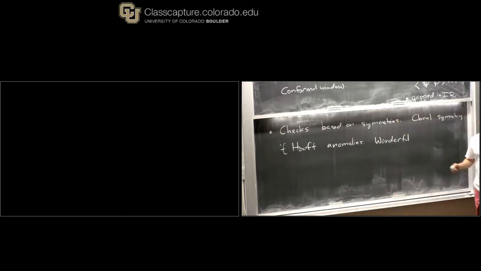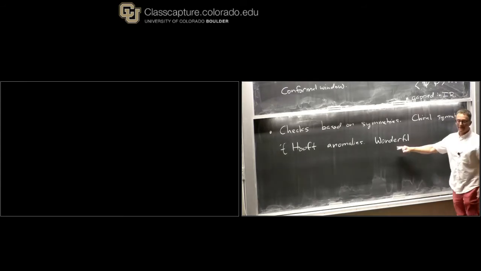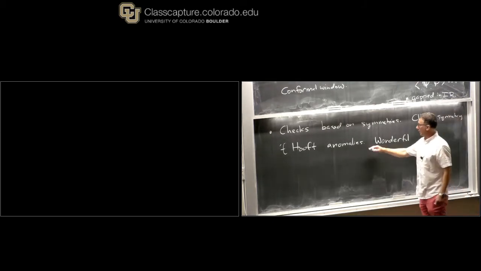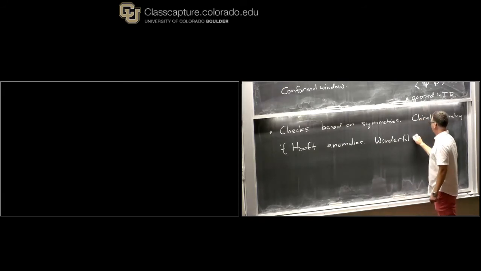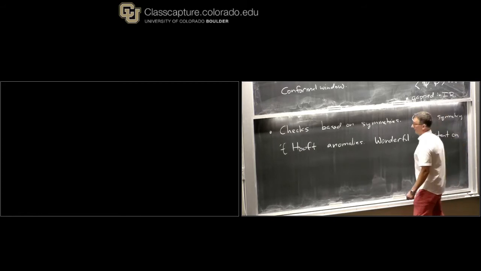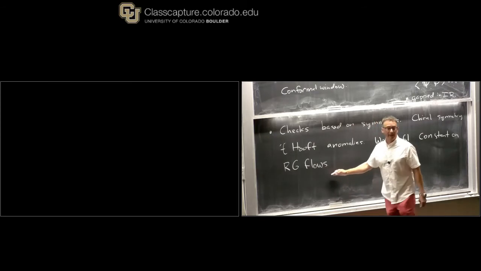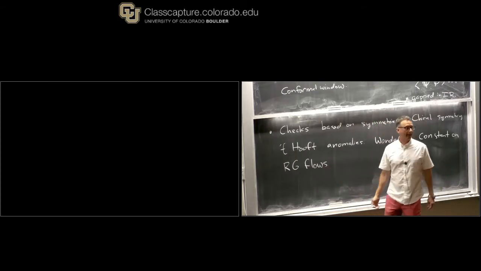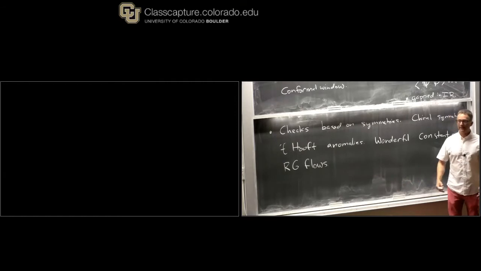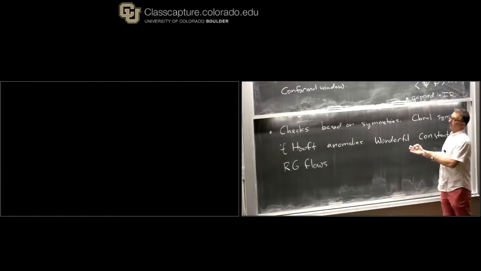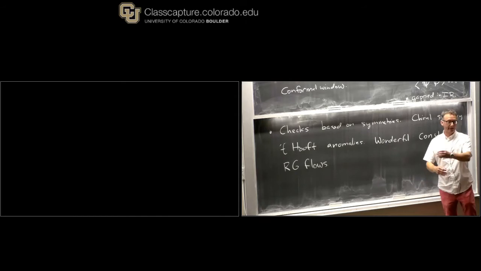When we first meet anomalies in quantum field theory class, they sound like there's something bad about them. And often there is something bad about them, but this is a wonderful kind of anomaly because these are constant on renormalization group flows. Now, if the constant is zero, then it's kind of boring. Because if the constant is zero, one way to get zero is to have a theory that's gapped.